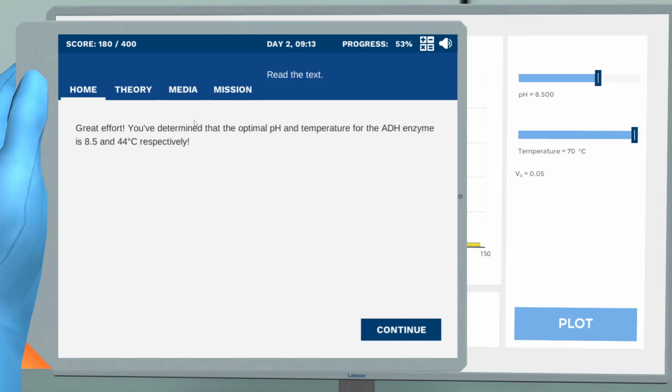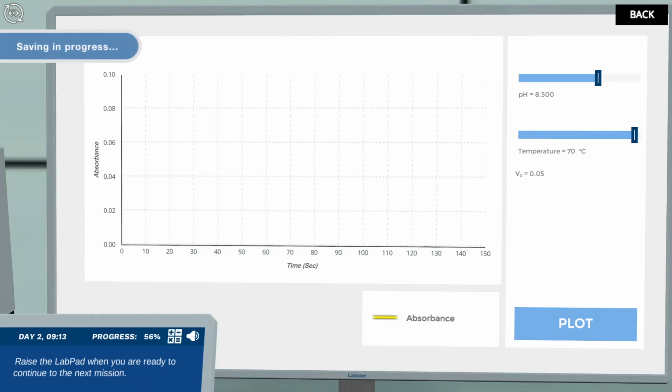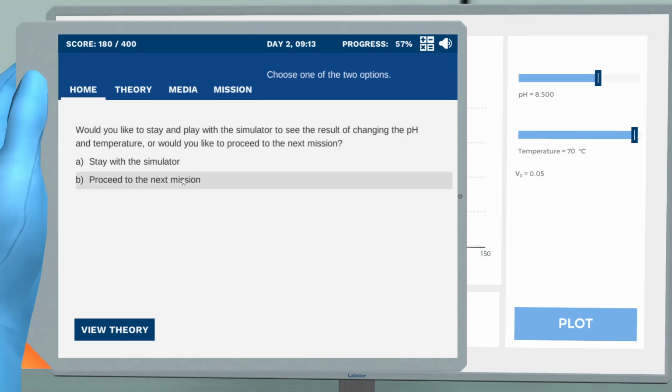Great effort. You've determined the optimal pH and temperature for the ADH. Raise the lab pad when you are ready to continue to the next mission. Would you like to stay and play with the simulator?